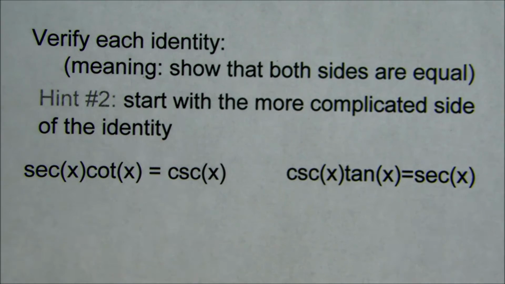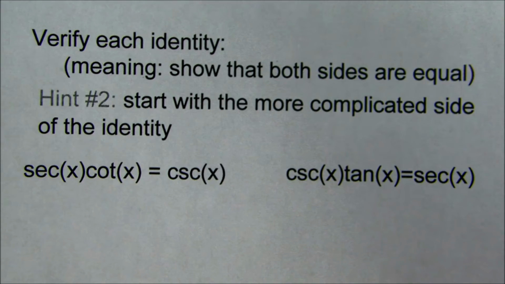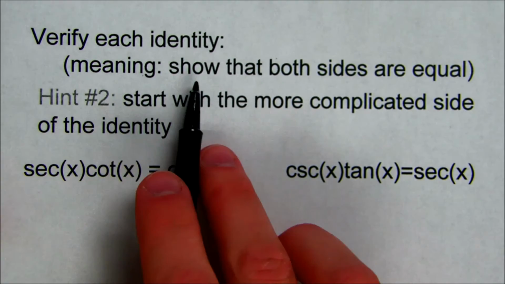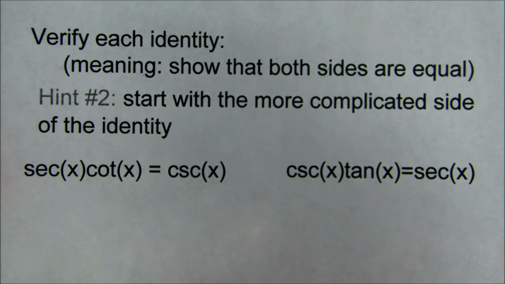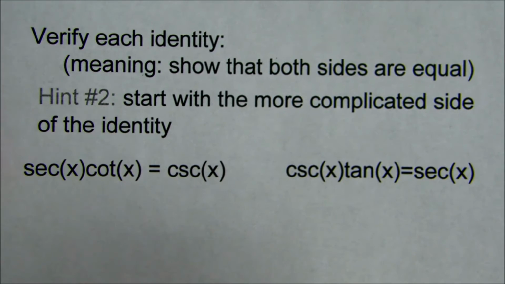Now, as I said before, the ultimate goal is to verify trig identities, meaning we're just showing that both sides are equal to each other. Now, the second hint is to start with the more complicated side of the identity.